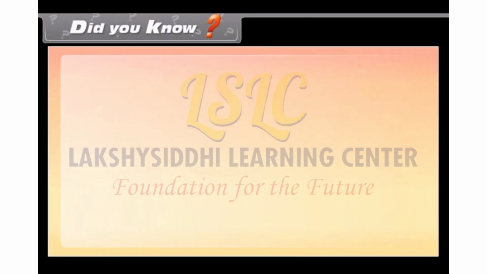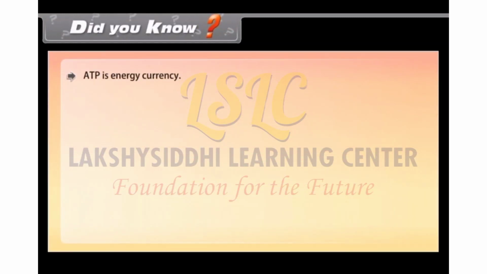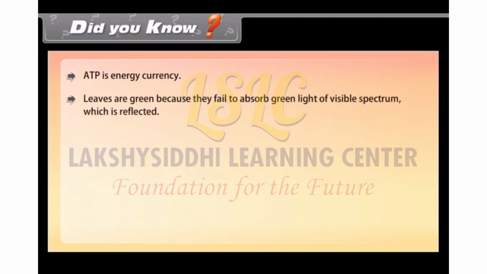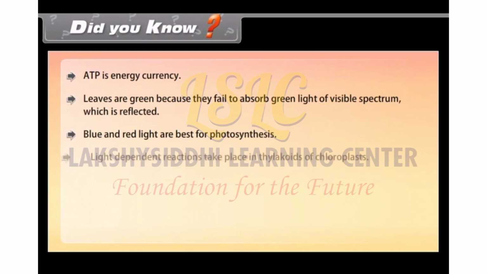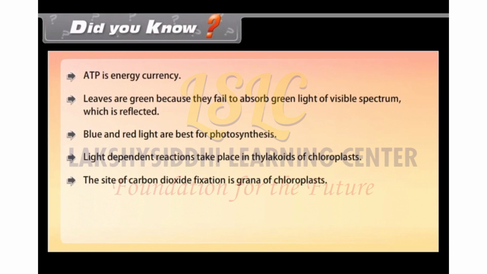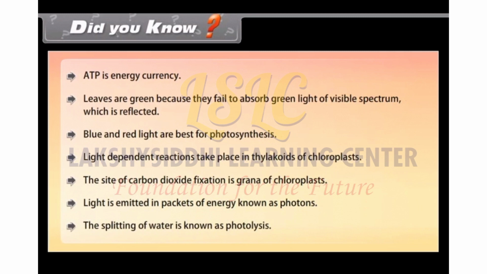Did you know? ATP is the energy currency. Leaves are green because they fail to absorb the green light of the visible spectrum, which is reflected. Blue and red light are best for photosynthesis. Light-dependent reactions take place in the thylakoids of chloroplasts. The site of carbon dioxide fixation is the stroma of chloroplasts. Light is emitted in packets of energy known as photons. The splitting of water is known as photolysis.